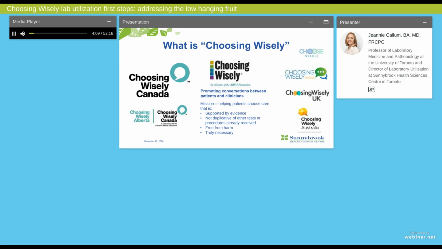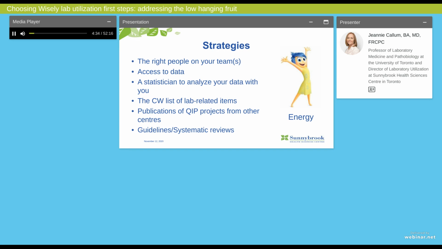And the mission of all of these is to start conversations between patients and clinicians about what tests they actually need. And the mission of their organization is to choose care that's supported by the evidence. There's no duplication of tests. The testing doesn't result in unnecessary harm, and all the tests are truly necessary. The Choosing Wisely statements, a lot of people didn't like them because they all started with don't, but really it sends a message like, don't do this test in this situation.